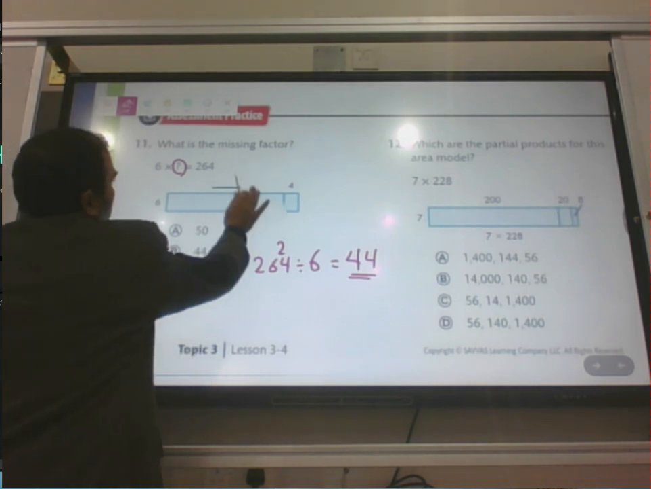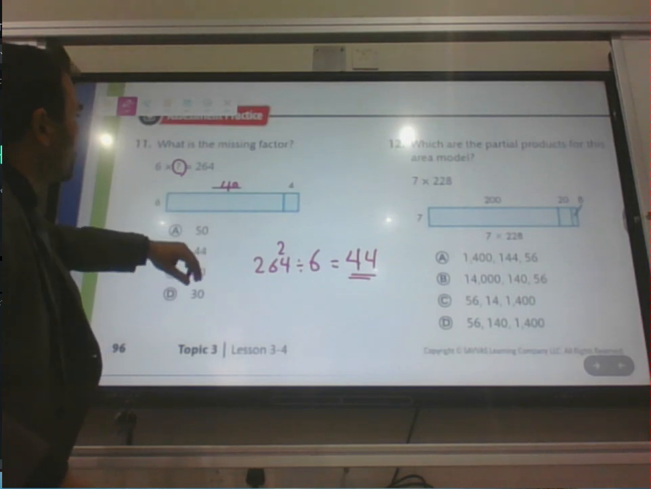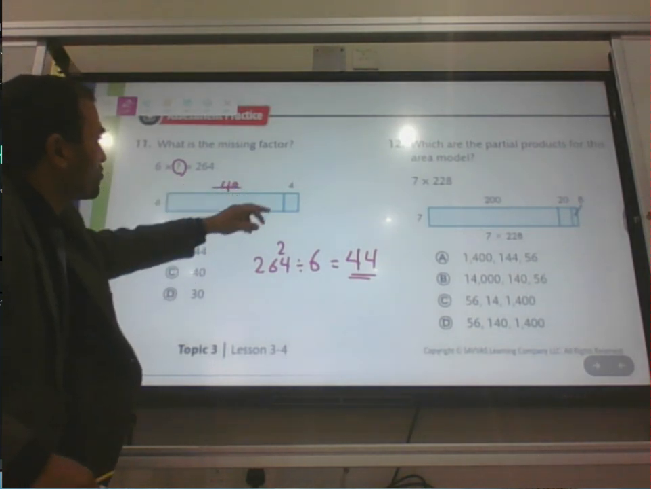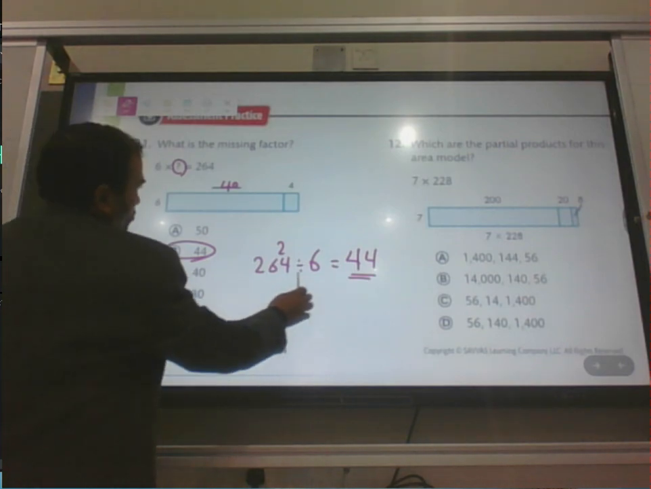Okay? Then the missing number here, we must write. We asked about the missing factor. The missing factor will be 40 plus 4 equals 44. Okay? So the missing factor will be 44.